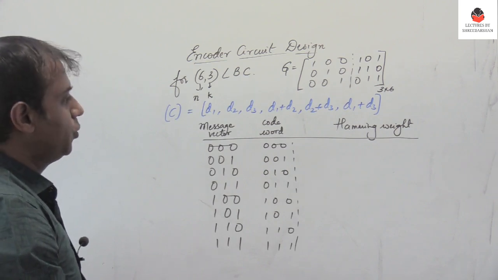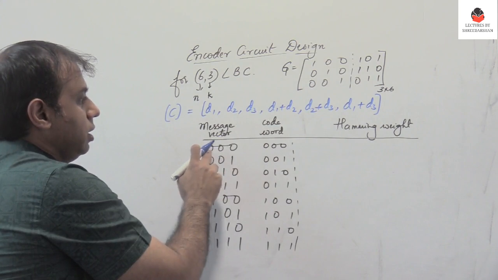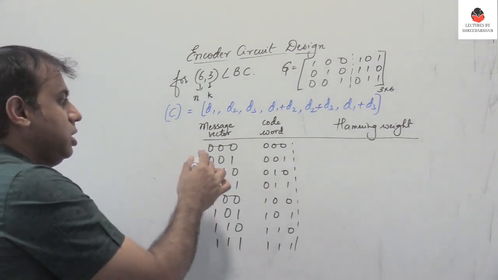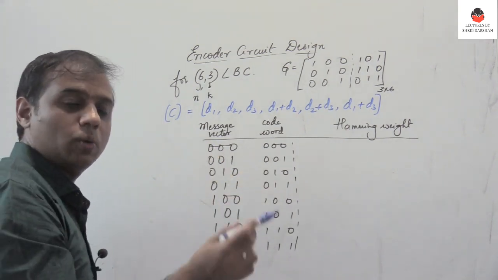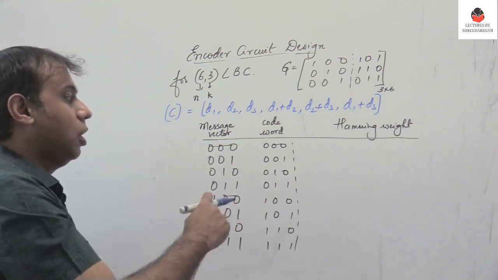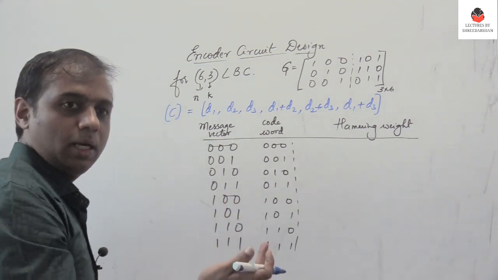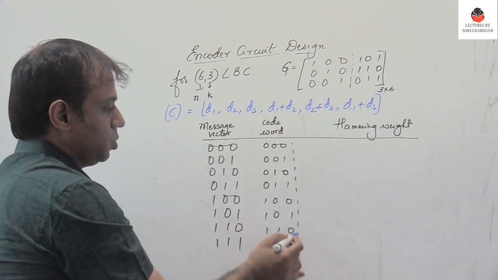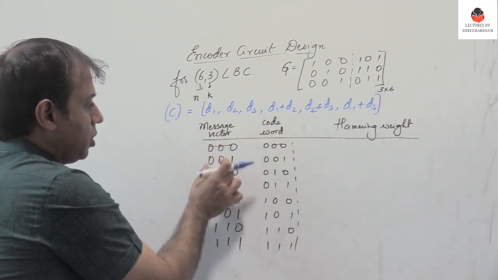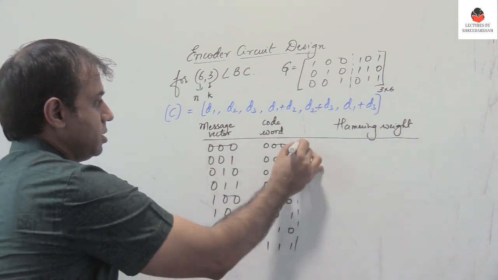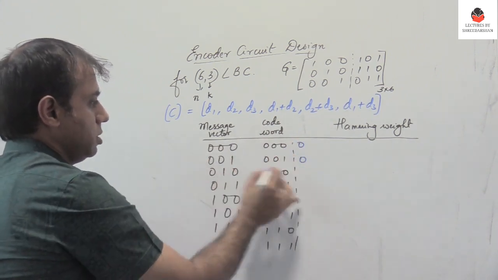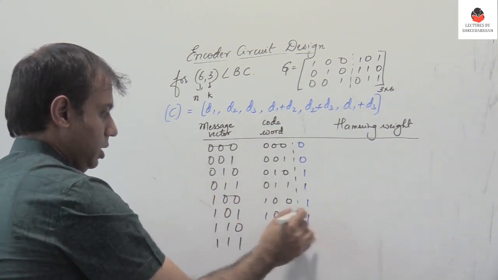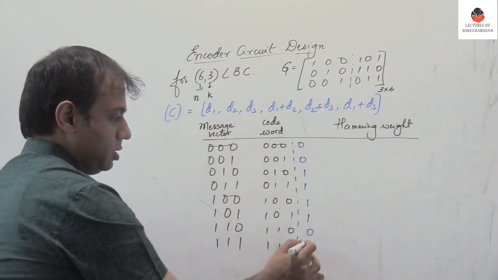And what about the fourth bit? The fourth bit is D1 XOR D2. So we need to perform the XOR operation. 0 XOR 0 is 0, and 0 XOR 1 or 1 XOR 0 will be 1. If there are an odd number of 1s, the result is 1. If there are an even number of 1s or all zeros, it's going to be 0. So D1 plus D2 is the fourth bit, so I have to consider the first and the second bit. 0 plus 0 is 0, 0 plus 0 is 0, 0 plus 1 is 1, 0 plus 1 is 1, 1 plus 0 is 1, 1 plus 0 is 1, 1 plus 1 is 0, 1 plus 1 is 0.